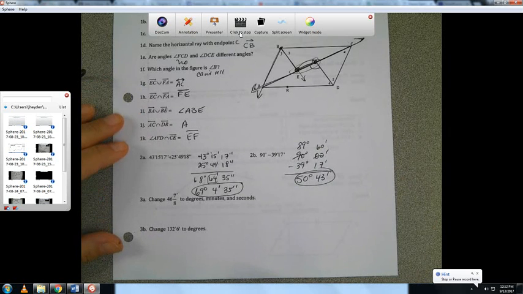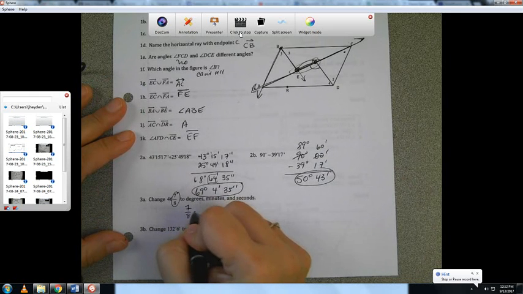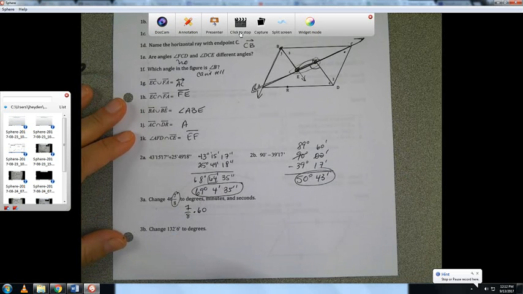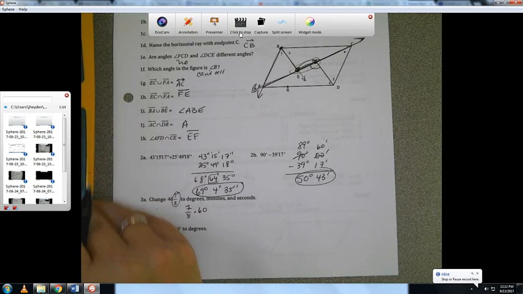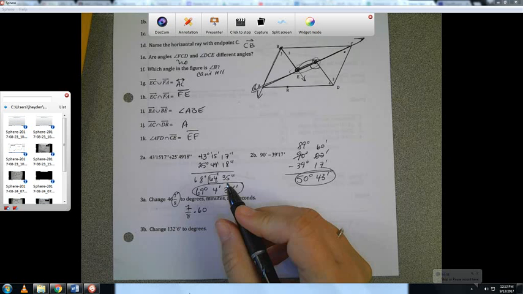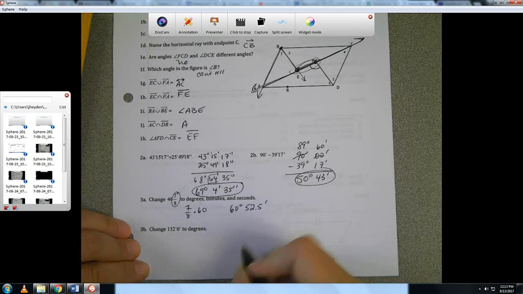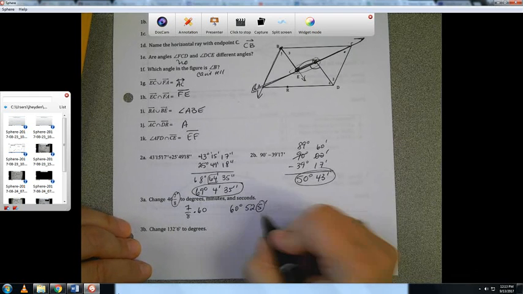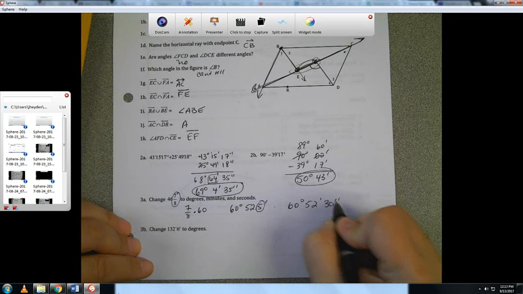46 and 7/8 degrees into degrees, minutes and seconds. So you're going to take the portion here, 7/8, and multiply that by 60. I'll get the calculator out. 60 times 7 divided by 8 is 52.5. So this is 46 degrees and 52.5 minutes. But now you also have to take the 0.5 and multiply by 60. So the final answer is 46 degrees, 52 minutes, and 30 seconds. If you're lucky enough to have the 0.5, then I would just put the 30.